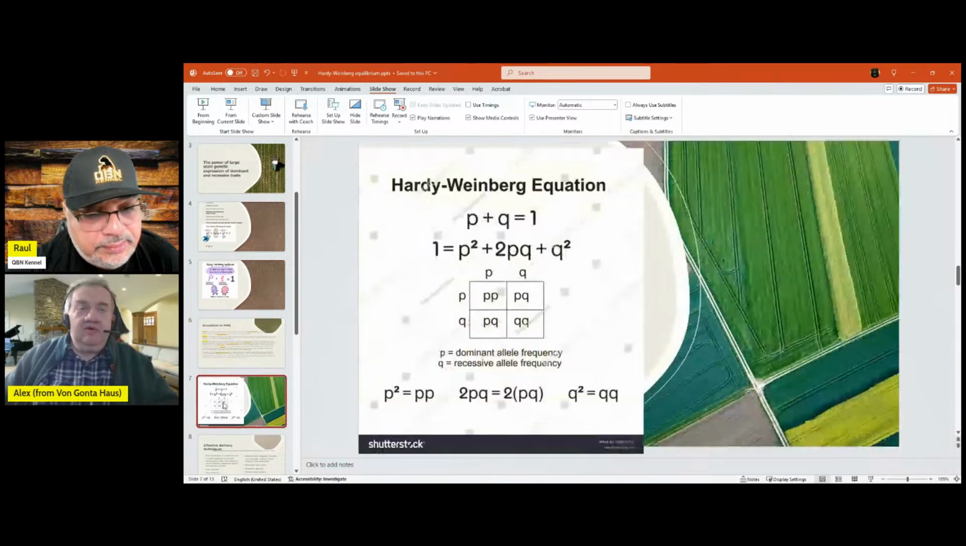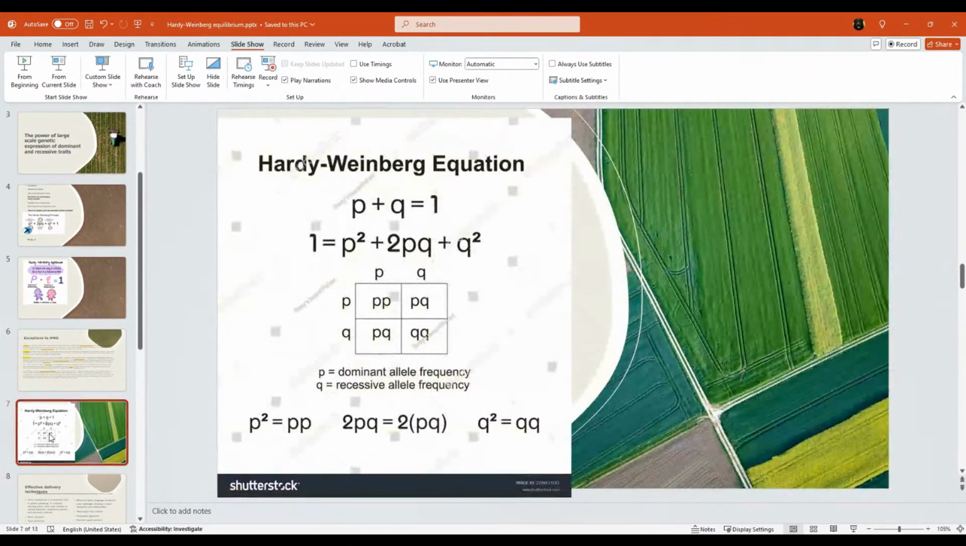Now, this is how it works in a Punnett square. So in a Punnett square, P is the dot. Can you guys see this or no? Yes. Okay. So it's P plus Q equals 1. Okay. So 1 equals P squared plus 2PQ plus Q squared.